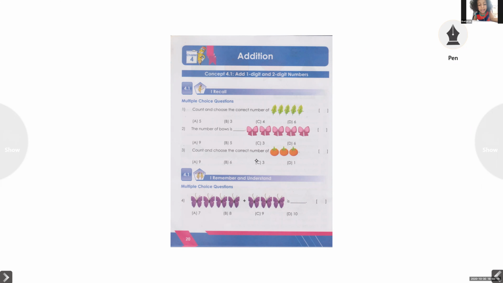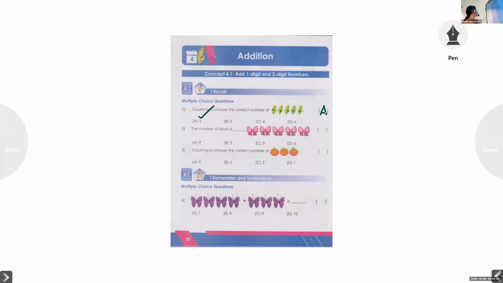Count and choose the correct number. Number of what? What is the picture? Leaves. So how many leaves are there? Count 1, 2, 3, 4, 5. So how many are there? 5 leaves. Okay. So what is the option? Which is the correct option? Option A. Very good.